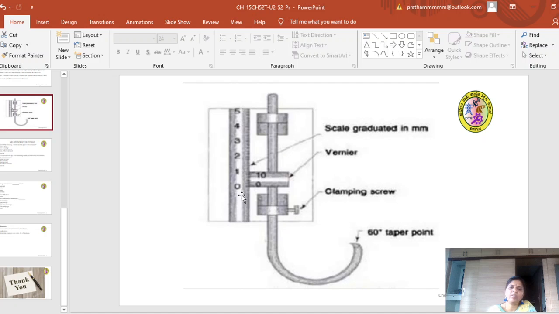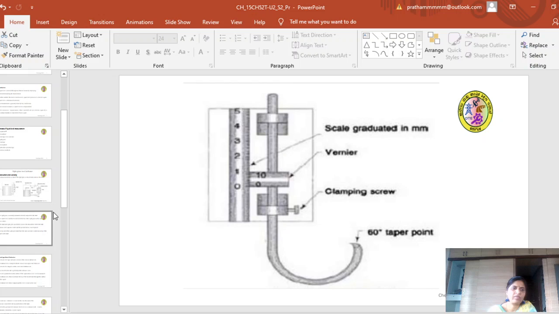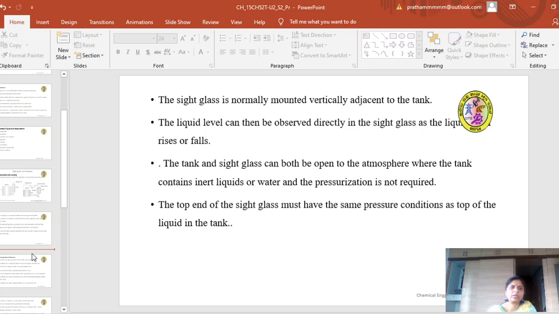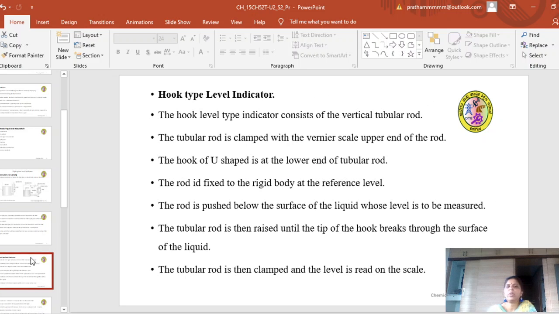Then you have a vernier scale for reading the level of a liquid. The scale has been gauged in mm. So this rod can be moved with the help of a vernier scale. The hook type also consists of a tubular rod. The tubular rod is clamped to the vernier scale at the upper end of the rod, and the U-shaped hook is at the lower end of the tubular rod.